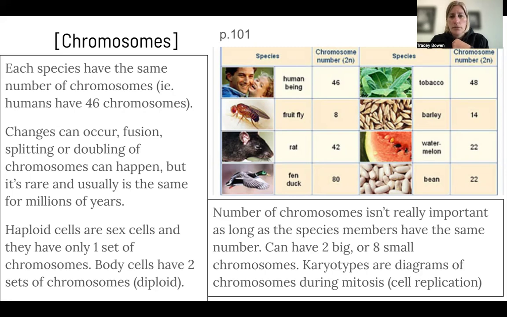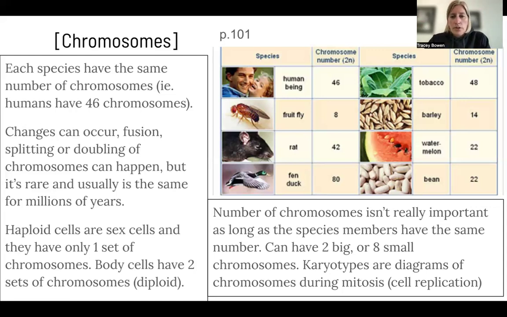And the number of chromosomes isn't really important as long as the species have the same number. So, for example, horses and donkeys can interbreed, and they do not have the same number of chromosomes. Horses have 64 chromosomes and donkeys have 62. And so they can make mules, which have 63 chromosomes, but then mules are often sterile because they have an odd number of chromosomes, and so they can't match up properly, they can't do the meiosis process properly. And so that can make it really hard for mules to reproduce.